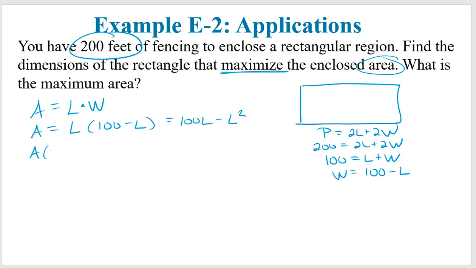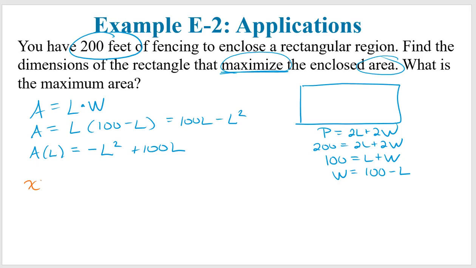So if I write that in function notation, my area in terms of the length is negative L squared plus 100L. My A value is negative, which means my parabola is pointing downwards, obviously, which means my vertex will be a maximum. So that all makes sense. I need to find this vertex now.